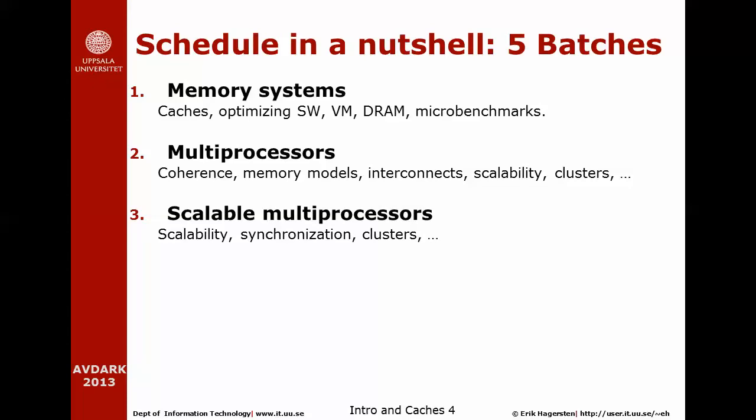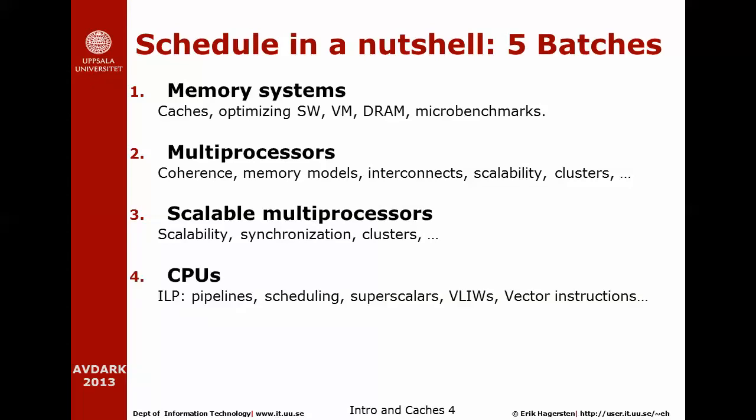Then we move on to how you build really scalable multiprocessors. So we talk about some more scalable ways of doing coherence and memory models, synchronization, as well as how you build clusters. At the tail end of this course, we will start to look at how the CPUs are built. And this is sort of backward from, for example, how the book describes this subject, but I regard the first 3 batches as the more important these days. So in the fourth batch, we will talk about pipelining, scheduling, superscalars, VLIWs, and so on.